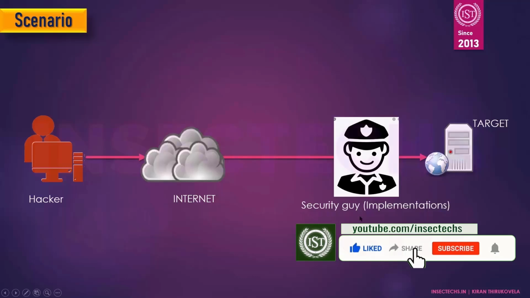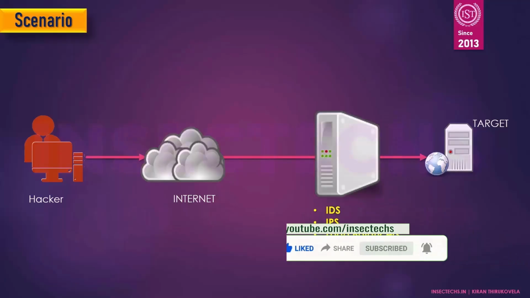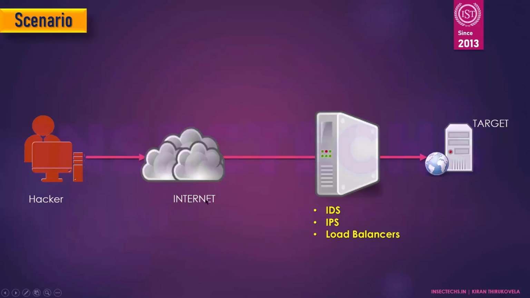And it is done by implementing firewalls, VPNs, and IDS, IPS, as you can see over here, or load balancers. So intrusion detection systems and intrusion prevention systems will stand in front of the servers in order to protect resources that are there to serve the clients or users. So in this topic, we are going to learn about the load balancers.